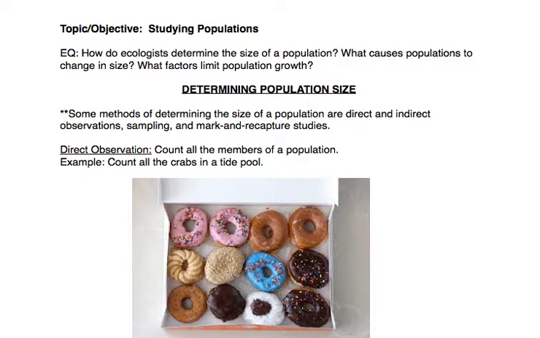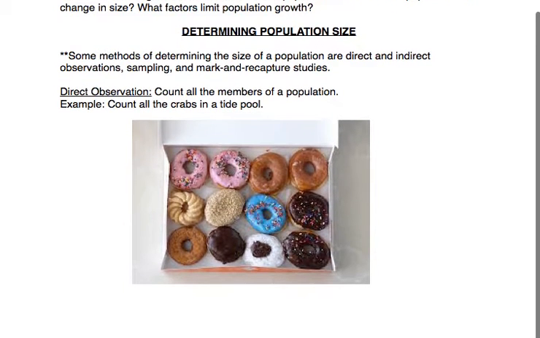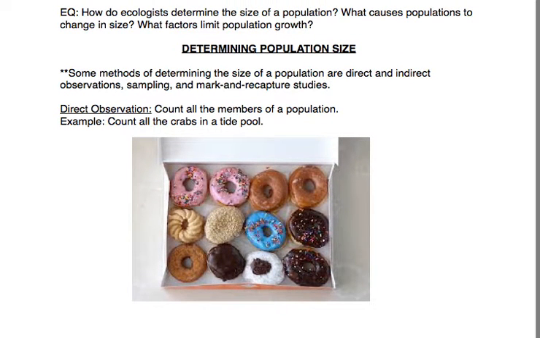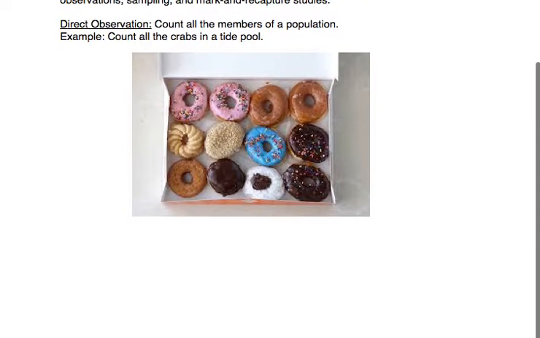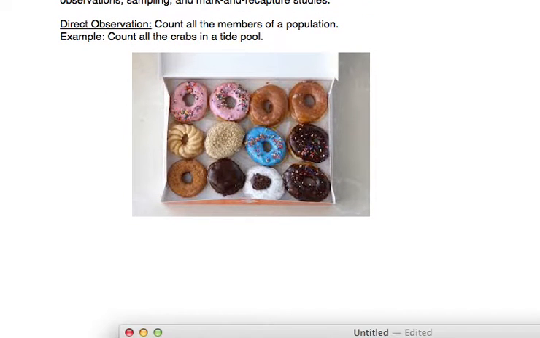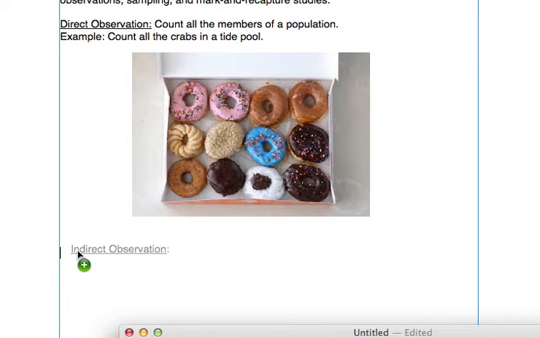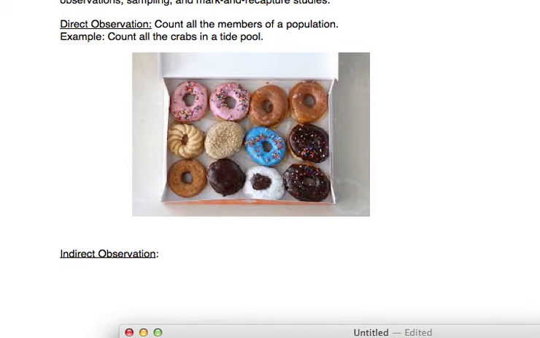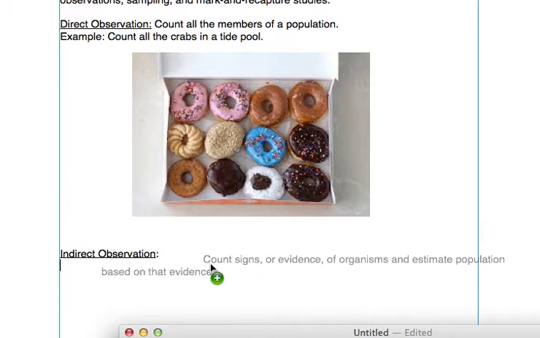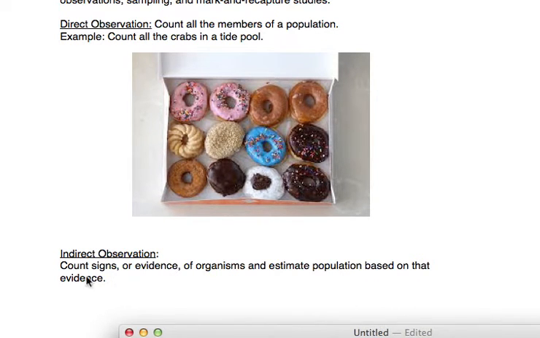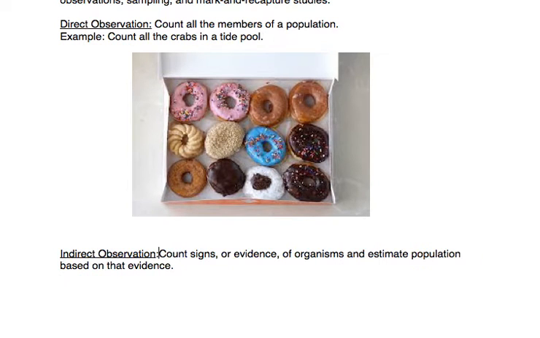Now, another way of determining a population size is through indirect observation. So in indirect observation, you're not actually counting the members of the population, you're counting evidence that organisms of a given species have been in an area. So you're not counting the organisms themselves, you're counting signs or evidence of the organisms and estimating the population based on that.